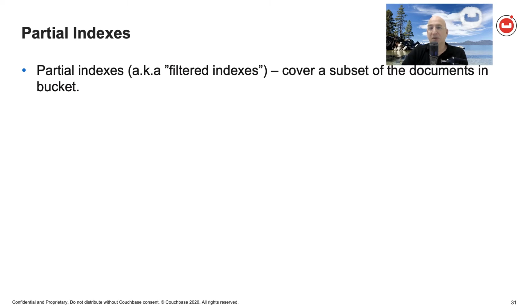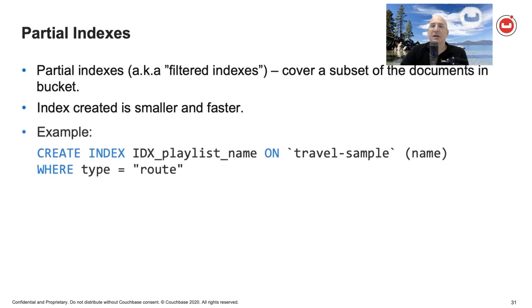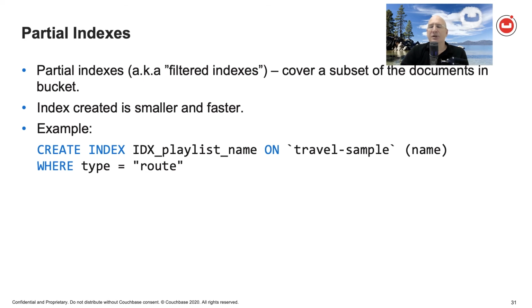Partial indexes, also known as filtered indexes, are indexes that cover a subset of the documents in the bucket. Since a partial index doesn't cover all the documents in the bucket, it consumes less disk space and less memory resources than an index that covers all the documents in the bucket. Here is an example of a partial index.